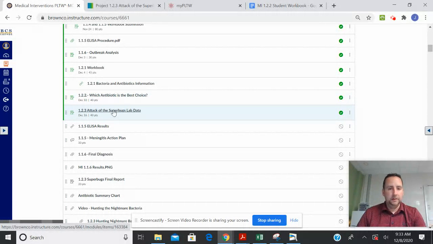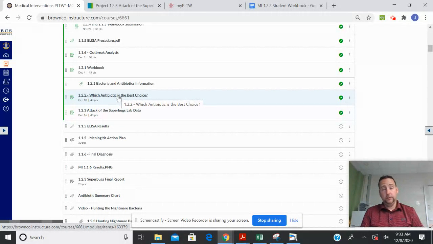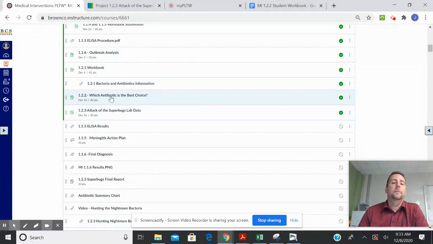So then on to the Superbugs lab data. We're also going to be analyzing the antibiotic, our portion of the 122 lab in class on Wednesday or Thursday, depending upon when you're here. We're going to look at our results. That's going to take a good amount of time because you're going to have to make drawings of your results, do some measurements, and write out a data table. That will also be a part of your submission. So you're going to add a picture of your results to your 122 workbook. So I'll talk more about that in class. So that's going to take a lot of time.